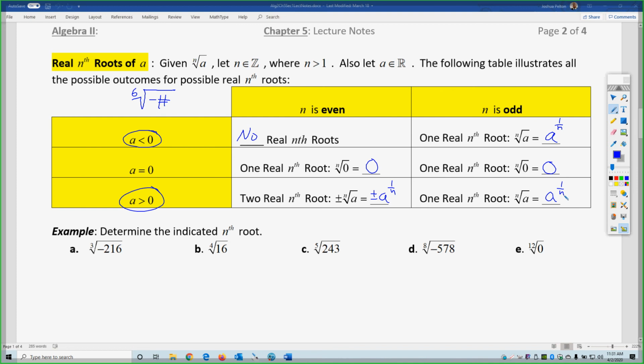Okay, so basically, if it's odd, it's pretty straightforward. You either have 0 or one answer. If it's even, you either have 0, no answer, or plus or minus.